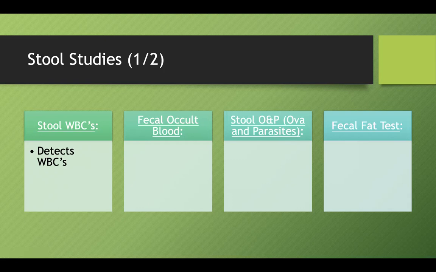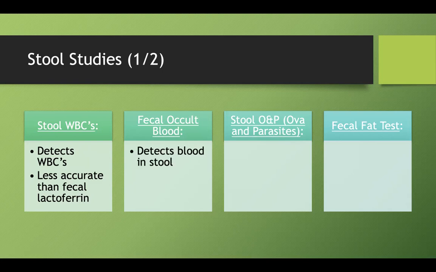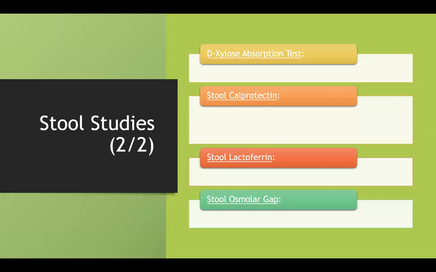So as the name suggests, on this slide, it's going to be pretty straightforward. Your stool white blood cells will literally just detect the white blood cells in your stool. I'm going to talk about another test later called fecal lactoferrin, which is actually a little bit more accurate in assessing whether there are any inflammatory cells in your stool. Your fecal occult blood test will detect blood. Your stool ova and parasite detects parasites like helminths, and your fecal fat test will detect fat. So those are the ones you've probably heard of before.